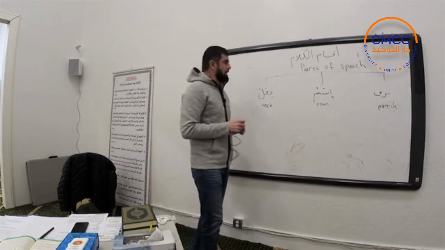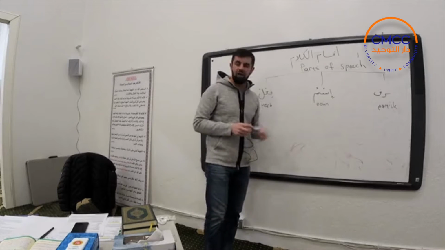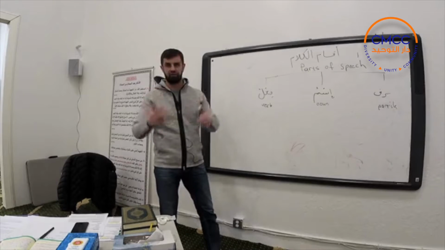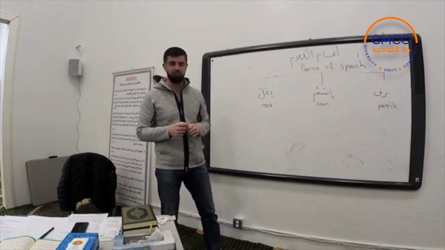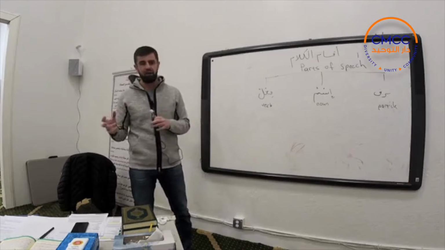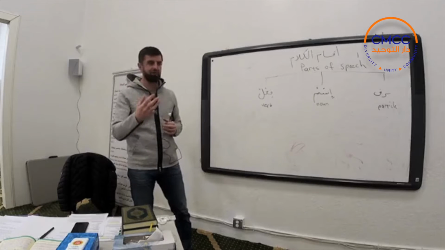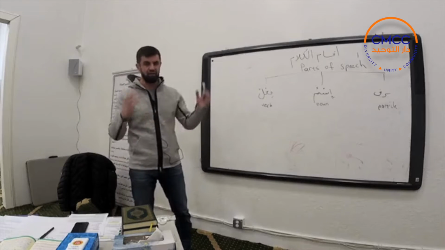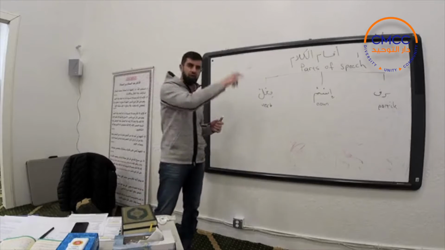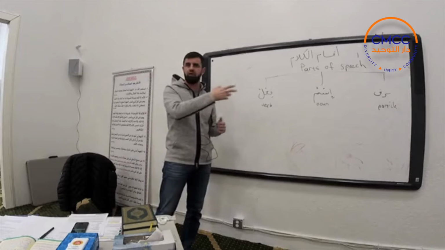So he concentrated on ism, and we talked about some characteristics of the ism. Some people say there are three main characteristics, but Sheikh mentioned six of them, and there is a seventh, which was ta marbuta. Do you want me to revise them and go over it briefly?